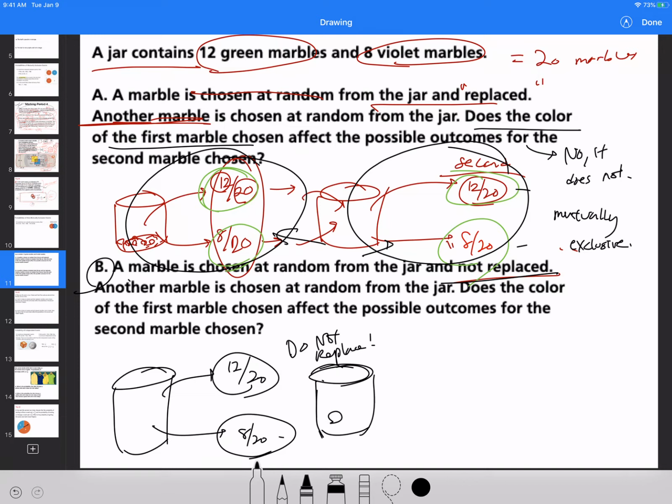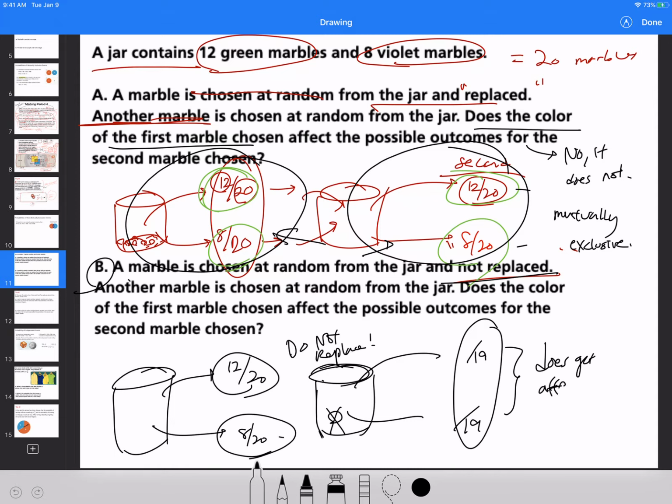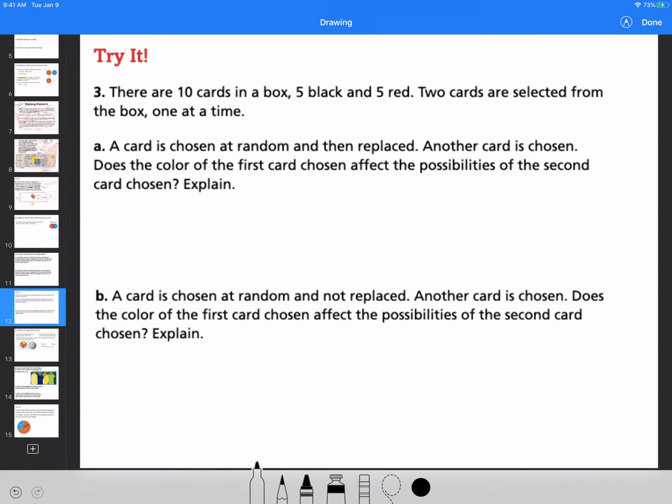However, because you picked one marble out of the jar, how many total marbles do I have in the jar currently? That's right, it's out of 19. So that certainly impacts the probability of the second one. The probability of the second one does get affected by the first. Okay, so I want you to see how the probability of the first can impact the probability of the second depending on the situation. The word you want to focus on here is the word replaced. Very, very important stuff.